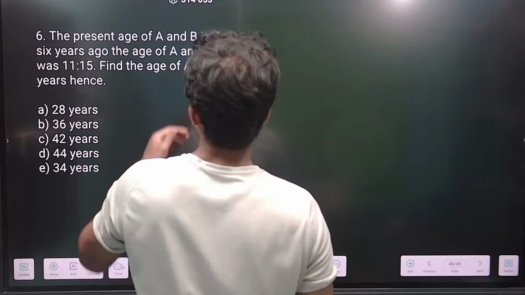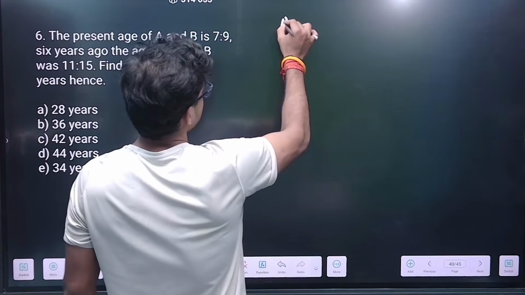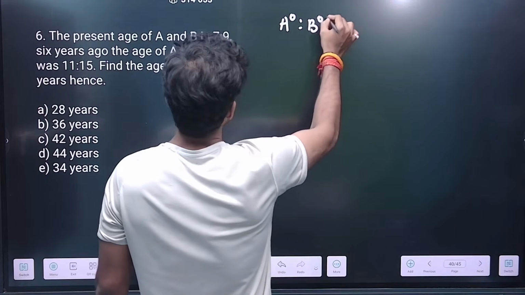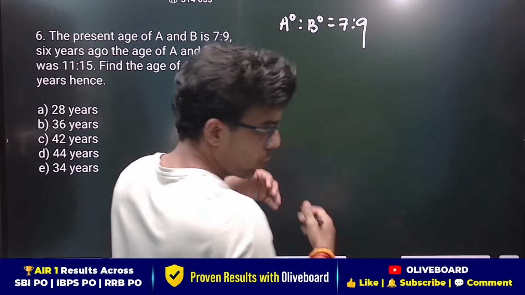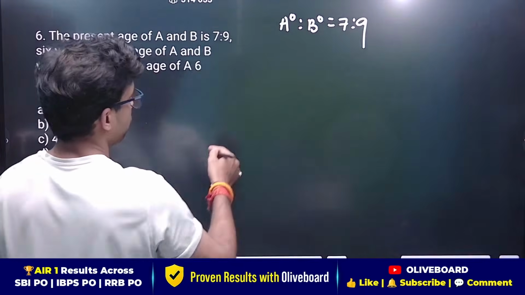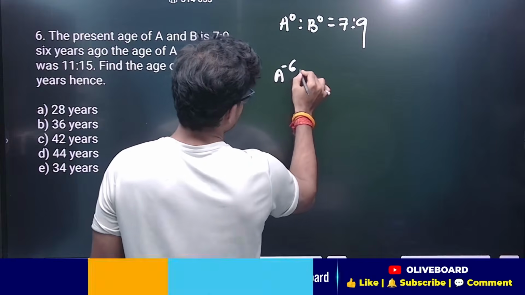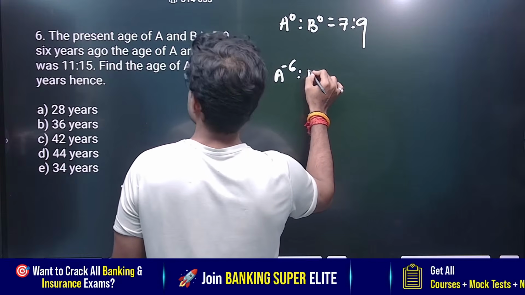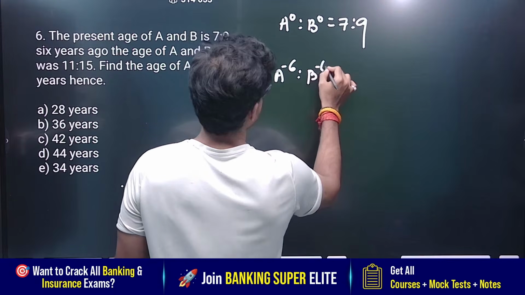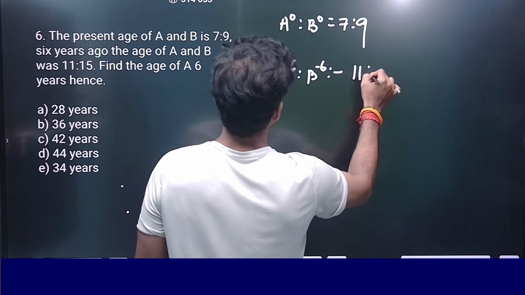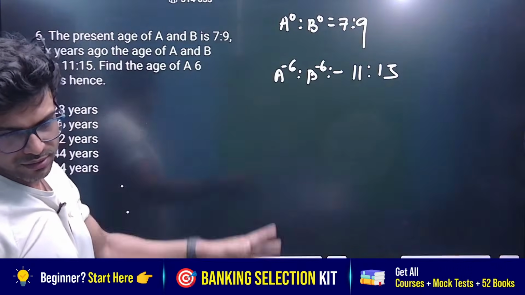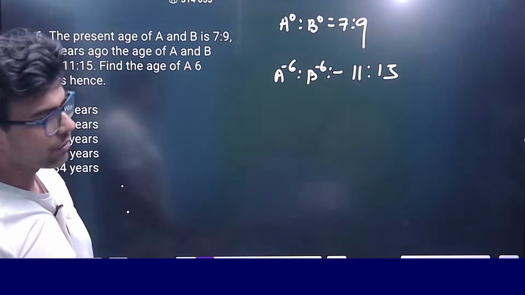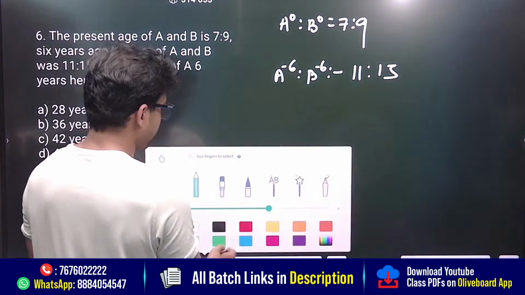The present age of A and B. A's present age is 7, B's present age is 9, so the ratio is 7:9. 6 years ago means A minus 6 is to B minus 6. The ratio of ages was 11:15, right? I think this would be very easy. And have you noticed my concept? What was the difference concept, guys?